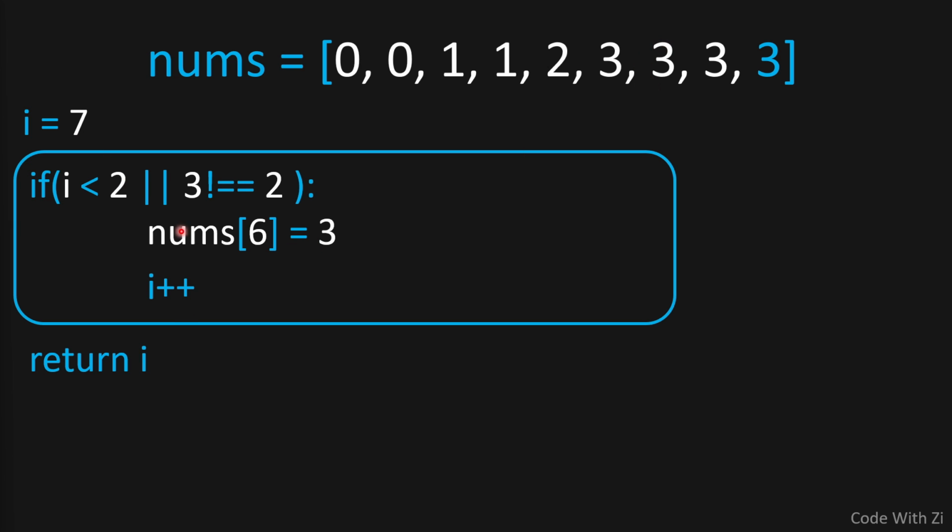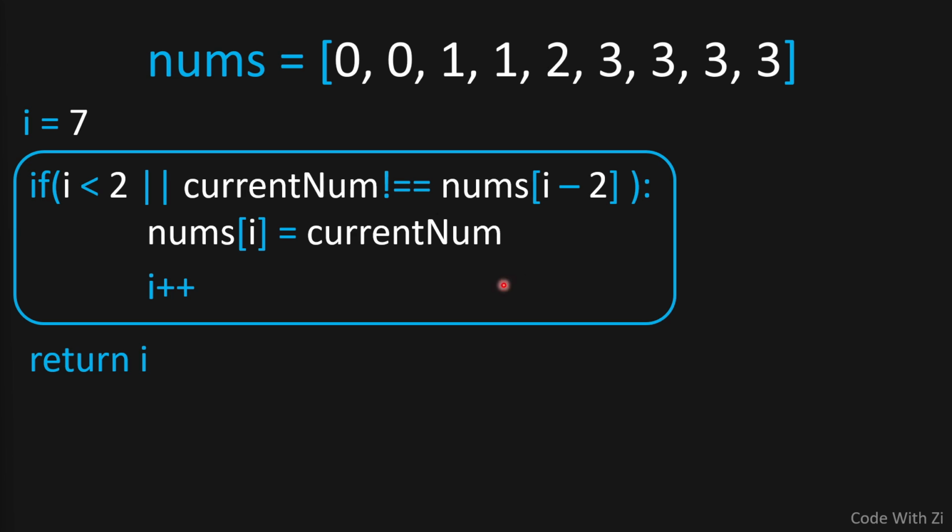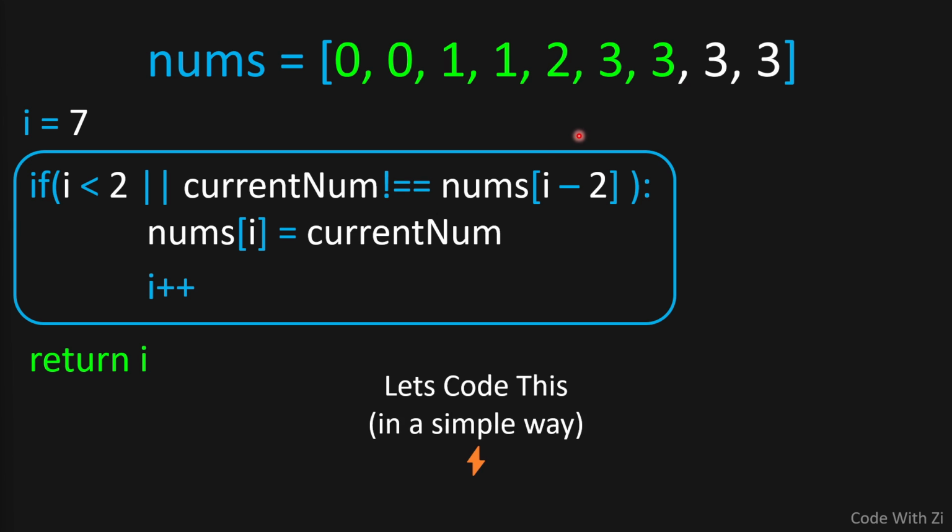Now I is 7. Now we're done with our loop. As you can see, our I is 7 and we're going to return I. And if we check, the first 7 elements in our array have at most 2 repetitions. As you can see, 1, 2, 3, 4, 5, 6, 7. Until this position, all of our numbers have at most 2 repetitions. And that's going to be it. Now let's code this in the simplest way possible.